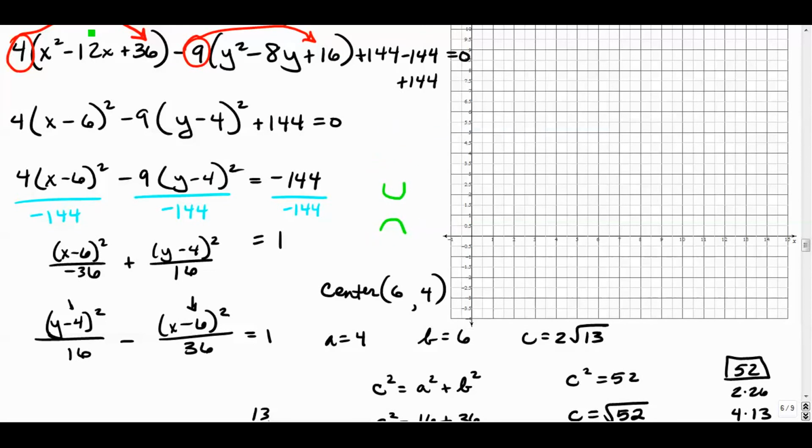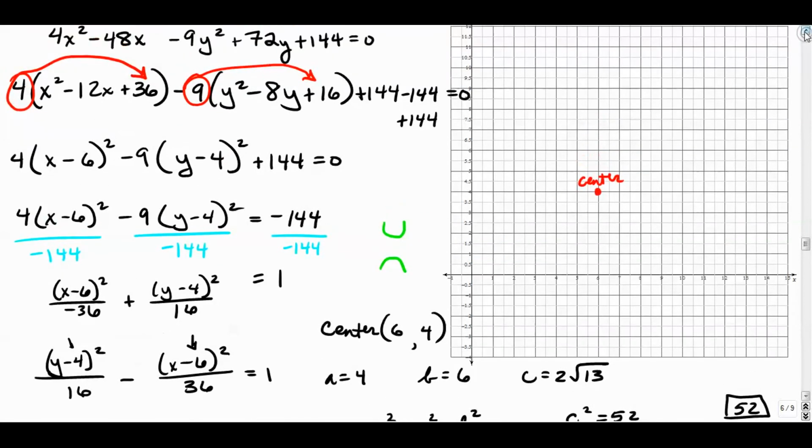So let's put my center in there. I'll put my center in red, 6 comma 4. I already have my graph set up here. 6 comma 4 is right there. The distance from the center to the vertices is 4, so I'm going to go up 4. Up 4 will put me at 8. And down 4, of course, on the x-axis there.